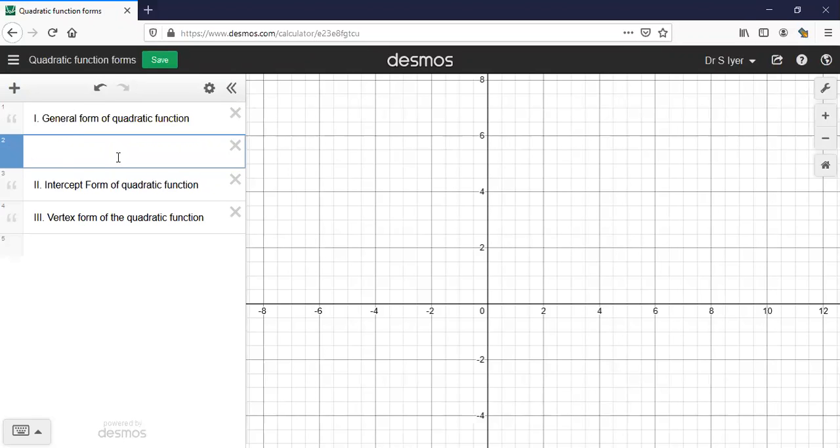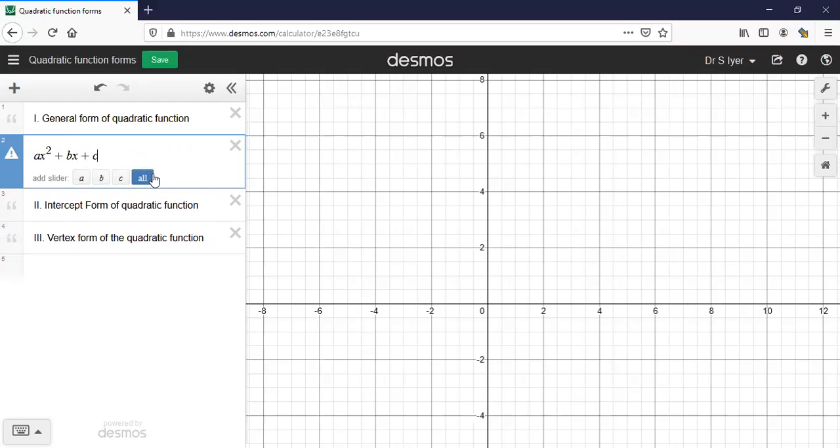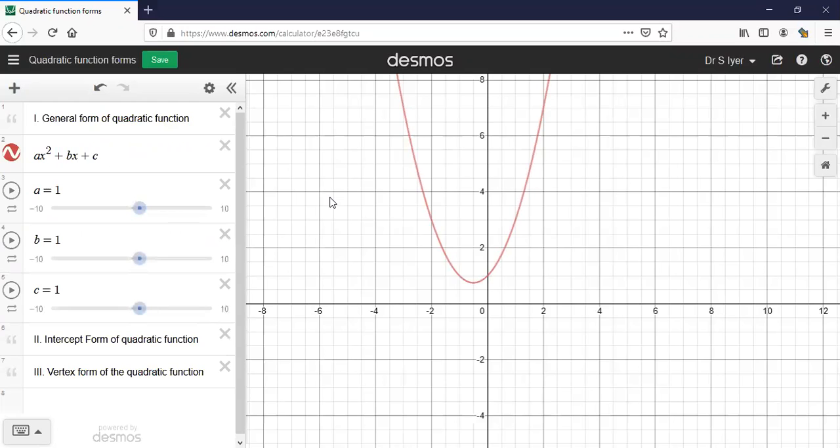I'm going to start with the very first one, the general form of a quadratic equation. The general form of a quadratic equation is the most popular one, and it goes as ax squared plus bx plus c. I'm going to add sliders for a, b, and c so I can show you interactively what happens when I vary the values of a, b, and c. So the equation that's right now in front of us is 1x squared plus 1x plus 1 because I've chosen the values for a, b, and c as 1 each respectively, right?